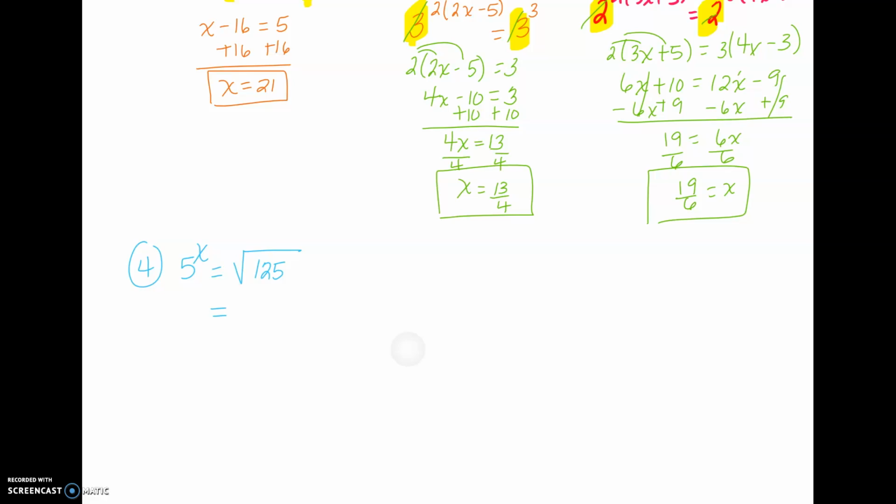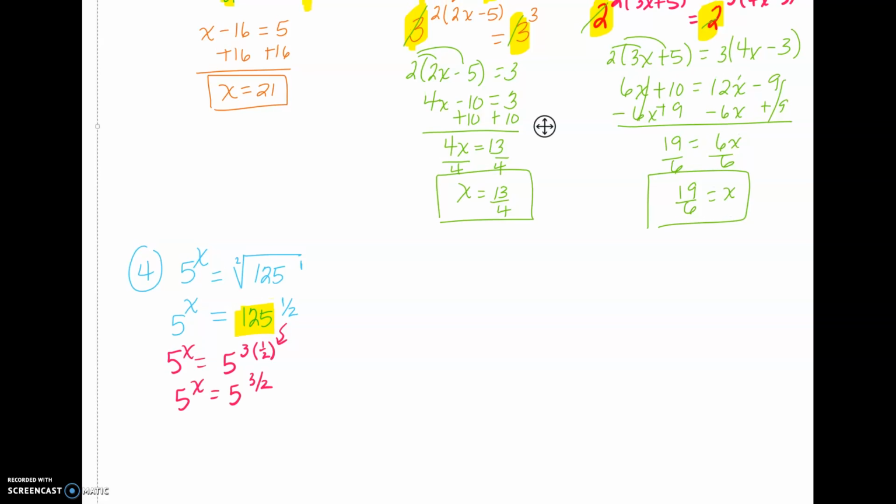The square root of 125 is equivalent to 125 to the 1/2 power, because remember that's a square root. And this is still 5 to the x. So 5 to the x equals 125 to the 1/2. How can we write 125 with a base of 5? We can. If we look at that chart you have, 5 to the 3rd power is 125. We still have to bring down the 1/2. When we multiply 3 times 1/2, we get 3/2. So this is 5 to the x power equals 5 to the 3/2 power.